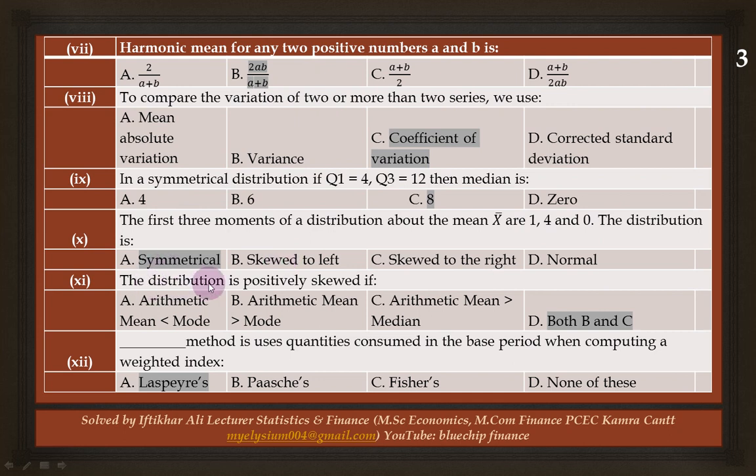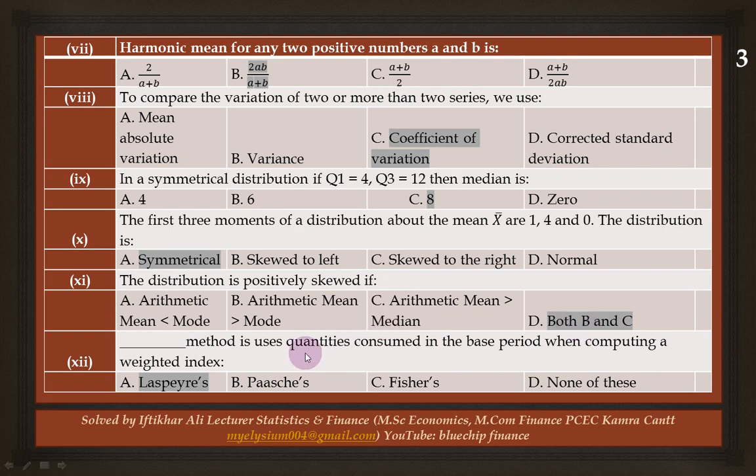The distribution is positively skewed if: option 1, arithmetic mean is less than mode; arithmetic mean is greater than mode; arithmetic mean is greater than median. So both B and C, because in positive skewness arithmetic mean is always greater than median and median is greater than mode. So B and C both are correct options.